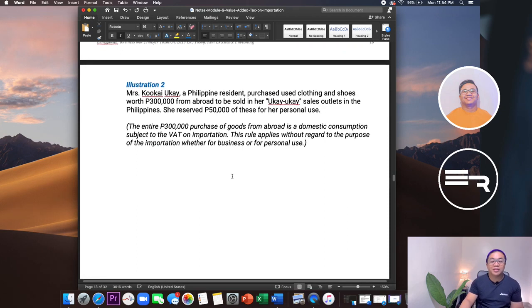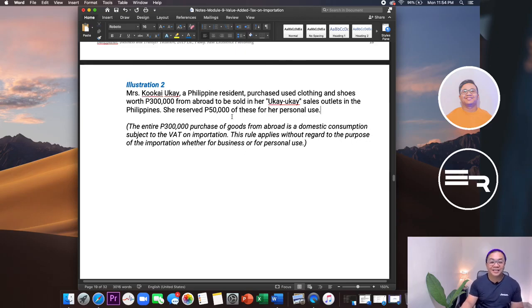Ito naman, illustration number 2, si Mr. Kukay Ukay. Ayan, sa mga mahilig sa Ukay Ukay, shoutout. Shoutout kay Mrs. Kukay Ukay. A Philippine resident purchased used clothing and shoes worth 300,000 from abroad to be sold in her Ukay Ukay sales outlets in the Philippines. She reserved 50,000 of these for her personal use. So, paano yung treatment ng pag-ukay-ukay?